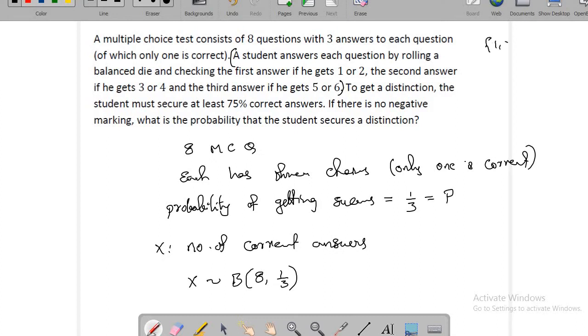See, if he gets 1 or 2, he is picking the first option. So the chance of picking the first option is 2 out of 6. Why? Because when you roll a die, there are actually 6 outcomes. So if he gets these 2 outcomes, he is picking 1. So the chance of choosing 1 is 1/3. Similarly, if he gets 3 or 4, he checks the second option, and the chance of checking the second option is 1/3. Why? Because 2 by 6 is 1/3. Similarly, the other. So he is performing a random experiment in such a way that all outcomes are given equal importance. That's what he does.